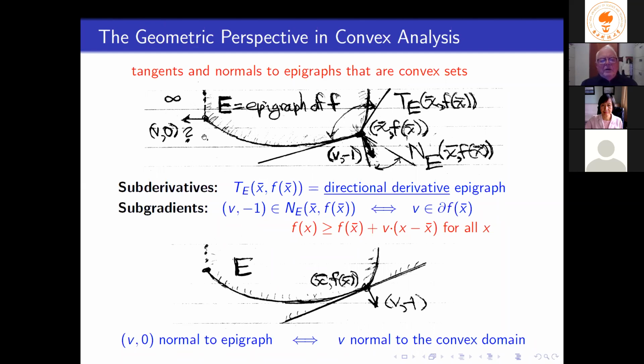But for now, in our case of convexity, they turn out to be simply the normals to the effective domain. The effective domain is the projection down here of the epigraph. So they're just the normal vectors to the domain, but later on, it's important that we don't just get the domain and we get something else called a horizon vector.